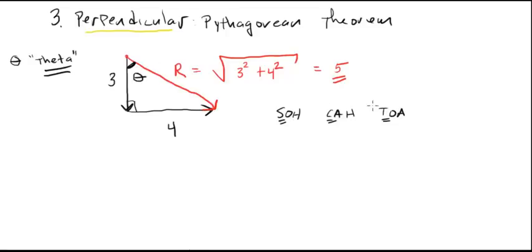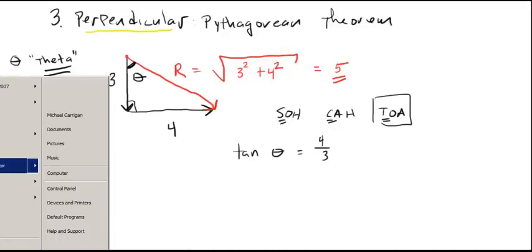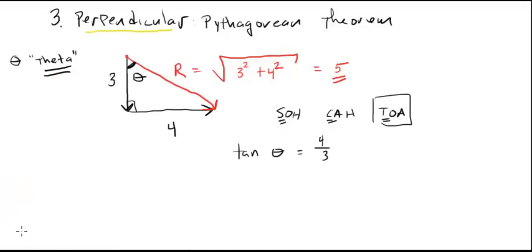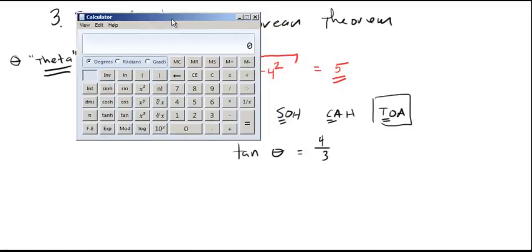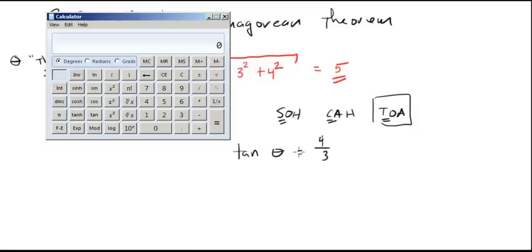I'm going to go ahead and use tangent in this case. I'm going to use this one right here, and I'm going to say the tangent of theta is O over A, opposite over adjacent. So that's the tangent of 4 over 3. Actually, I'm going to go ahead and get my calculator here. So what I can say is tangent theta equals 4 over 3, but how do I get theta?